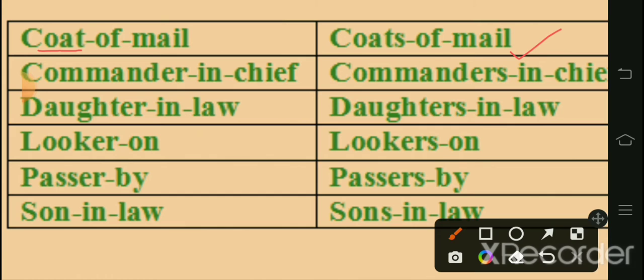And see the second one, that is commander in chief. In this, commander is the first hyphenated word. So we are adding s to the commanders. So commanders in chief. And see the third one, that is daughter-in-law. So the plural form is daughters-in-law. And fourth one is looker on. The first hyphenated word is looker. So we are adding s to the word lookers and it will become lookers on.